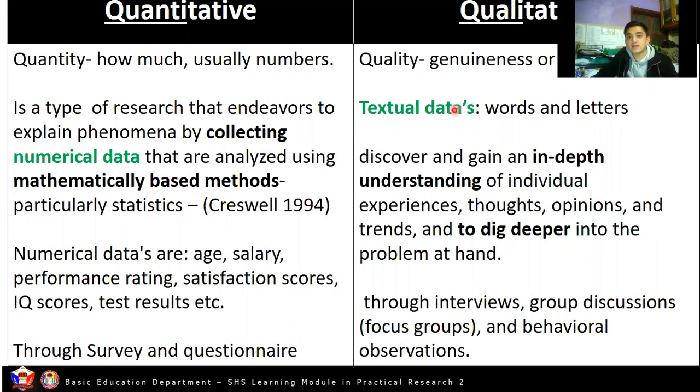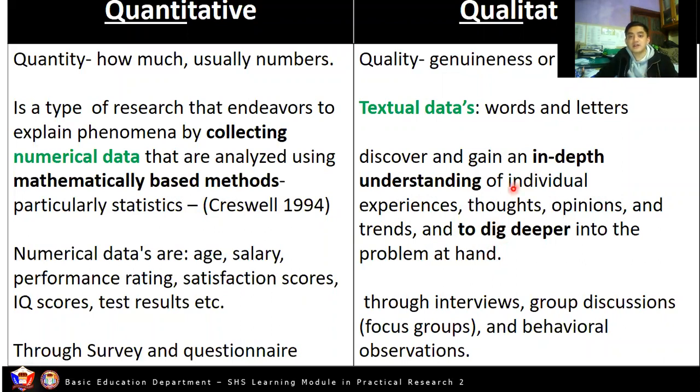On the other hand, for qualitative, textual in nature. Ibig sabihin ng textual in nature, it involves words and letters and anything that is written. Because in qualitative, we discover and gain an in-depth understanding of an individual's experiences, thoughts, opinions, and trends, and to dig deeper into the problem at hand. So for example, a basic example, the lived experiences of a single mother. A single mother is a person who doesn't have a husband, but just a child. Now, how are we going to understand that?